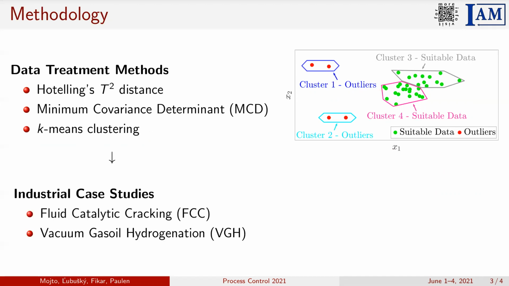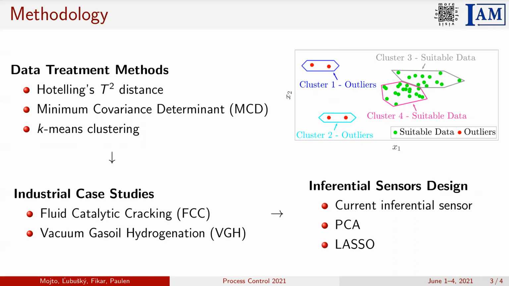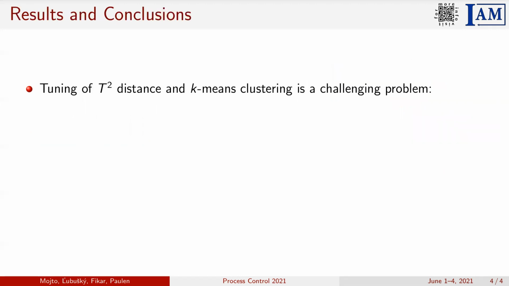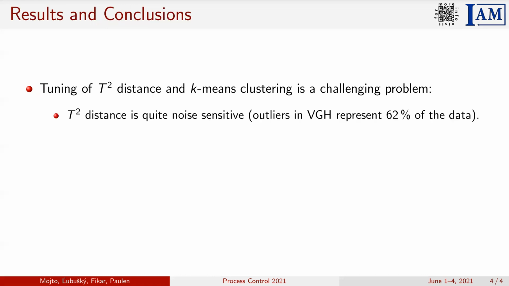We use the presented methods to indicate outliers within the measured data on two real industrial units. The retained data is used for the inferential sensor design using currently used structure of the inferential sensor at the plant, PCA, and lasso. The results from this research indicate that the tuning of T-square distance and k-means clustering is a challenging problem. The first reason is that the T-square distance seems to be quite noise sensitive because this method considers more than 60% of the data from VGH for outliers.